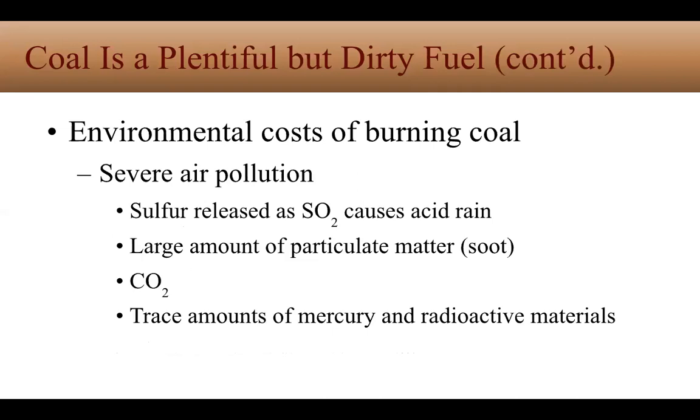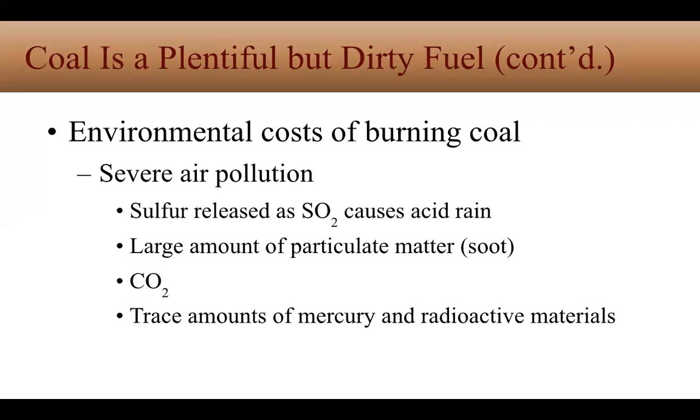So what happens? We've talked about the generic equation of burning hydrocarbons. When we talk about this for coal, we're going to add a couple things. We're going to add sulfur oxides because there's sulfur in coal. And so when you burn coal, you release sulfur dioxide, which causes acid rain. It also releases a bunch of particulate matter. And obviously carbon dioxide comes from it.